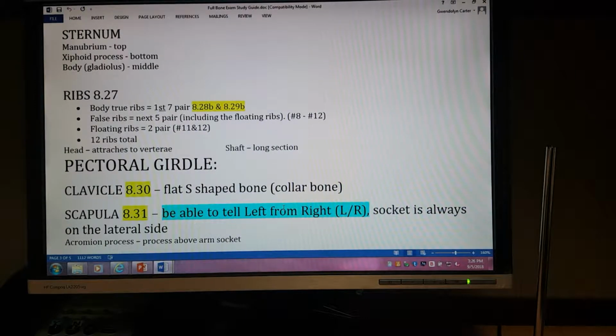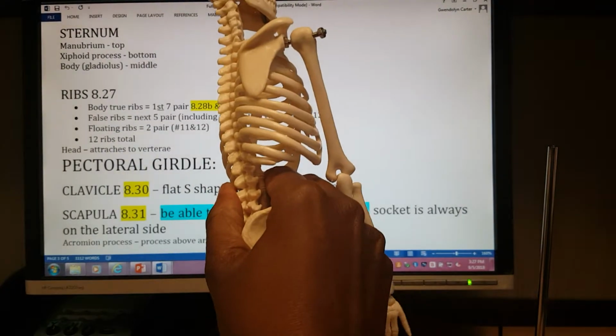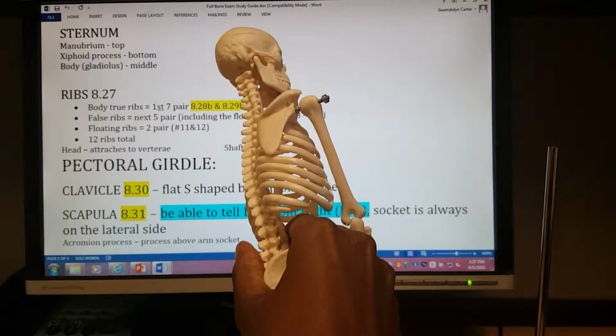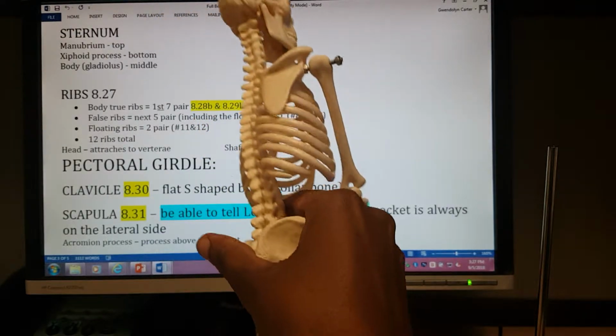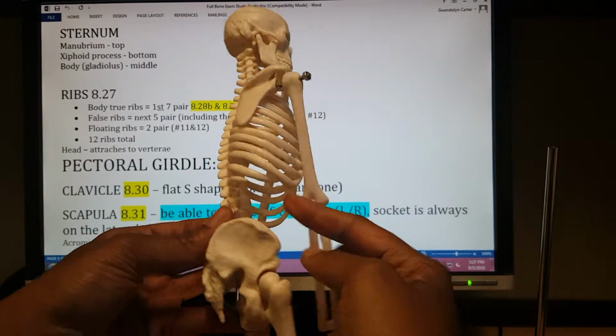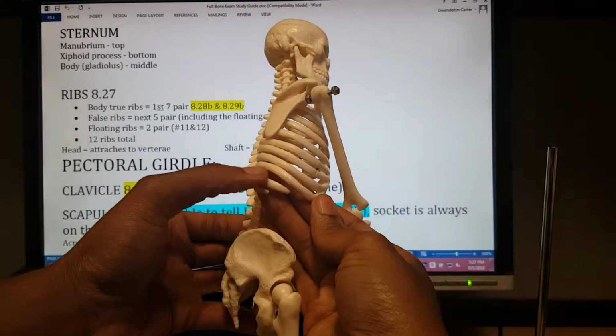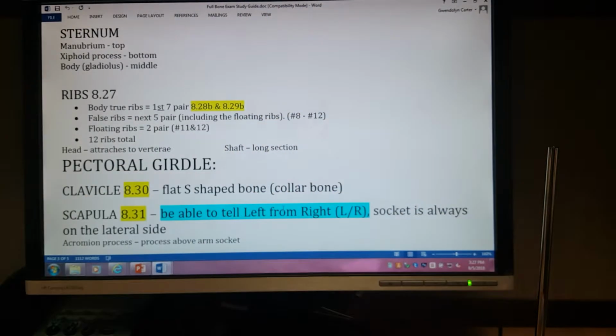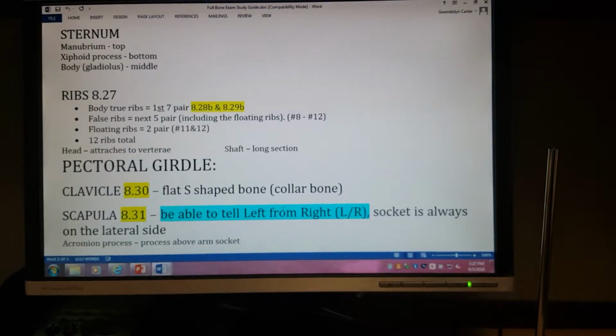The first 3 make a cartilaginous joint with the cartilage from that last true rib. And then the last 2 of your false ribs, numbers 11 and 12, they don't have any connecting joint to your sternum. So 11 and 12. Okay, false ribs, floating ribs, 12 ribs total. Need to know that for the test.